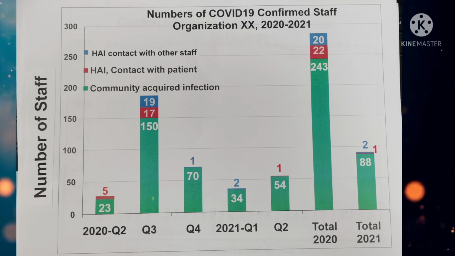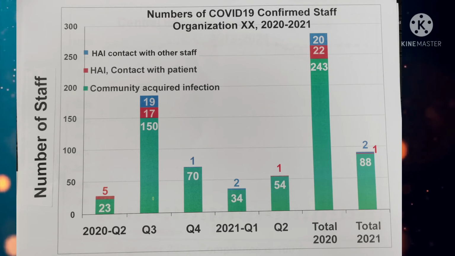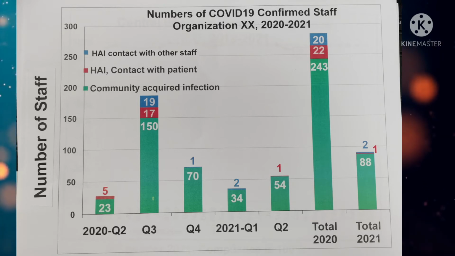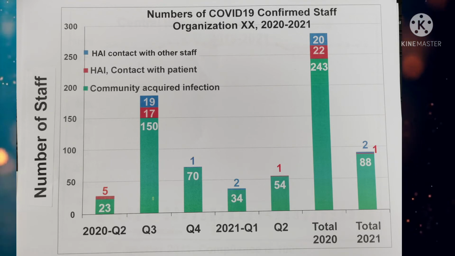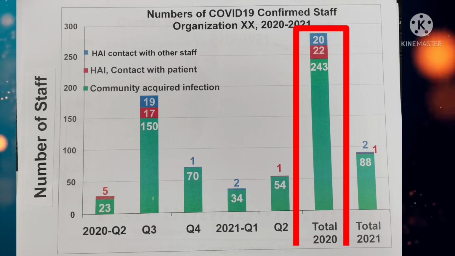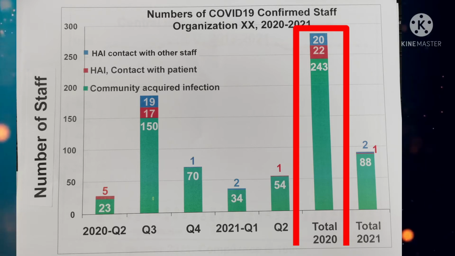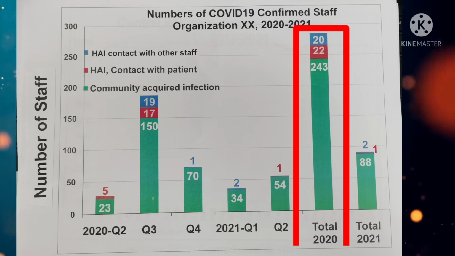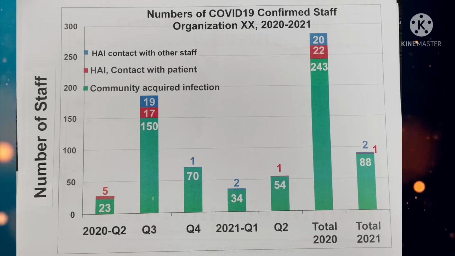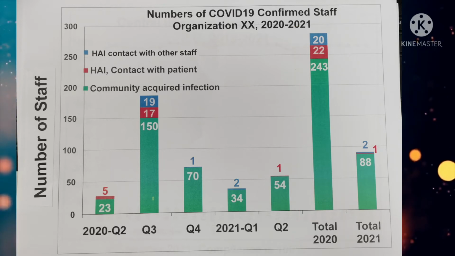Now, if I asked you along 2020, what are the total number of staff affected with COVID-19? We'll go again through the same axis, transverse axis, to total 2020. You can see here the green community acquired 243, the red HAI contact with patient 22, and the blue HAI contact with the staff within the hospital is 20.